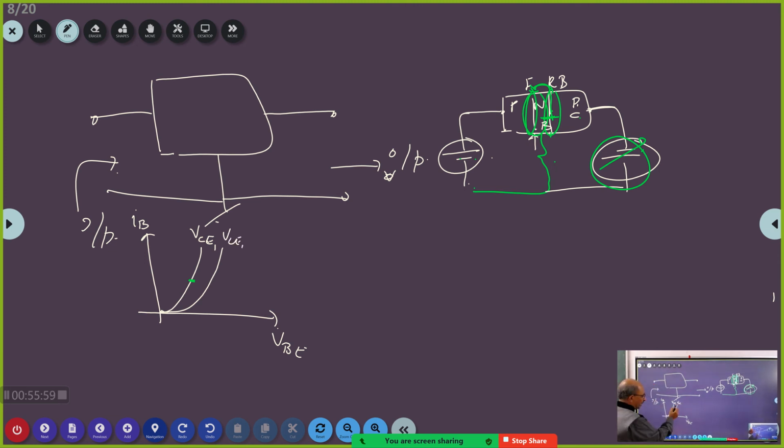Understood? VCE, if you vary here, that will change the input characteristic itself by a small amount, but that is significant under some conditions. So you should understand this, because this junction is very close to this junction. So this is how the input characteristic of a transistor would look. Hello, is that clear? Yes, sir.